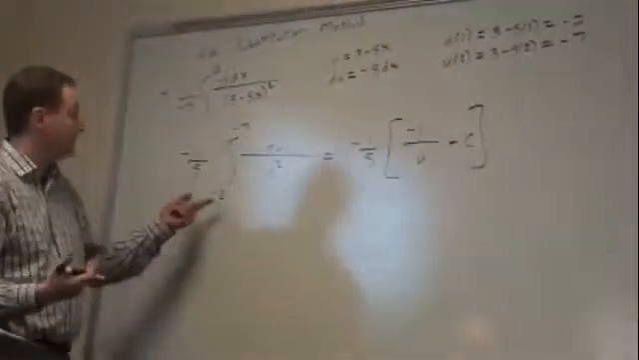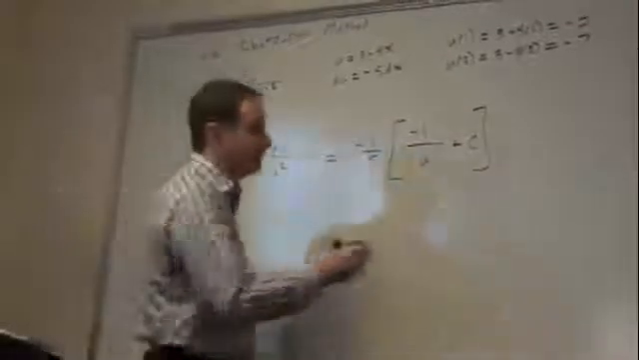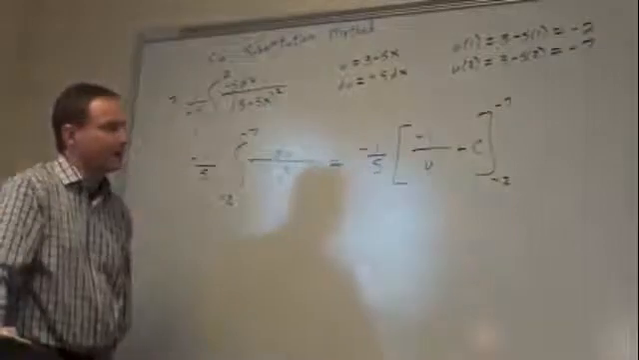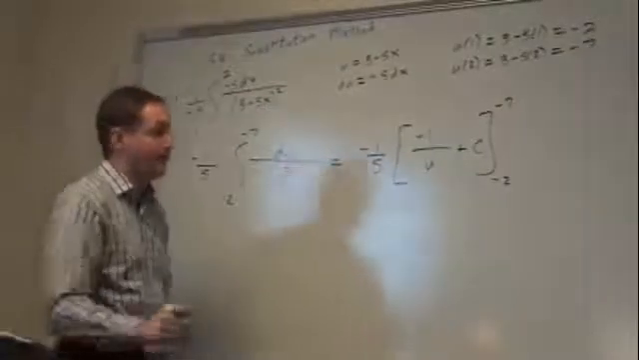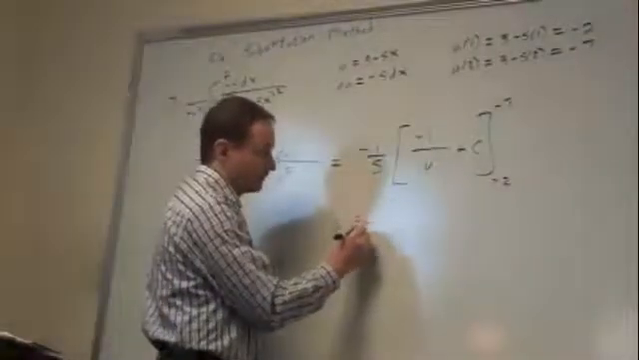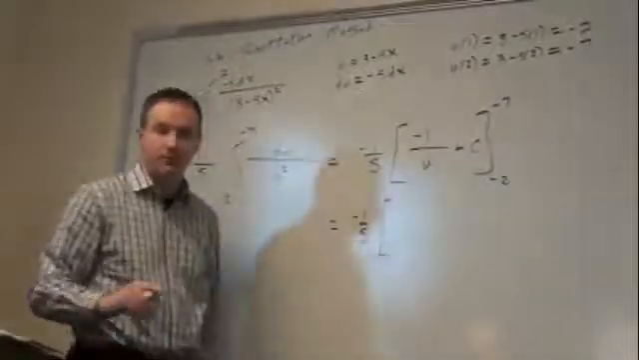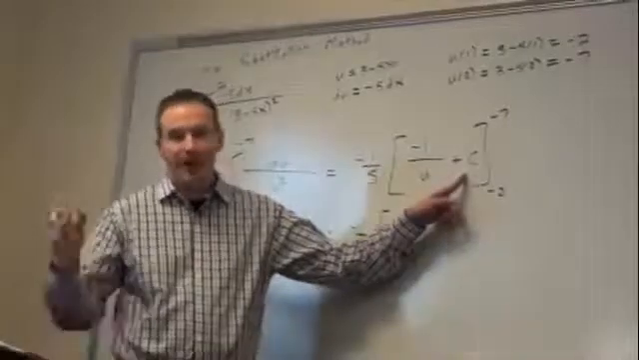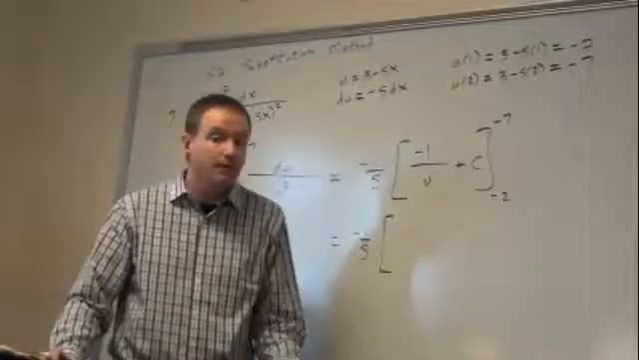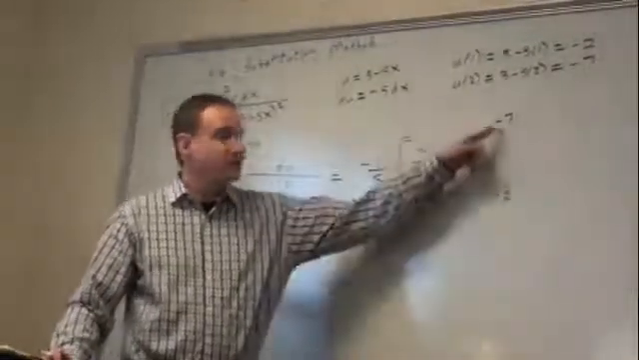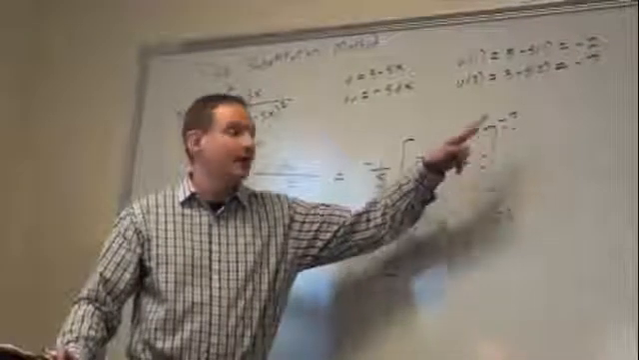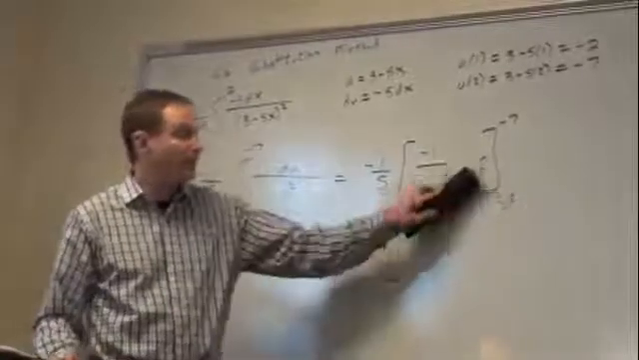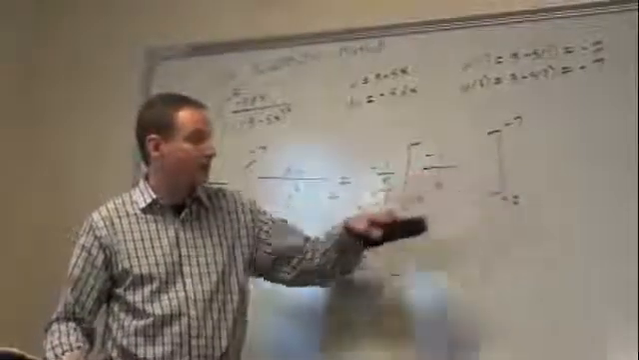So now, I'm evaluating this from negative 2 to negative 7. And I'll say, okay, I'll have negative 1/5 times the group. When I evaluate, that plus c, sorry, I accidentally put that in there. It's not wrong to put it in there because you just have plus c in your top limit, and then you'd be subtracting c in your bottom limit. So it's going to eliminate itself, but it's better not to put it.